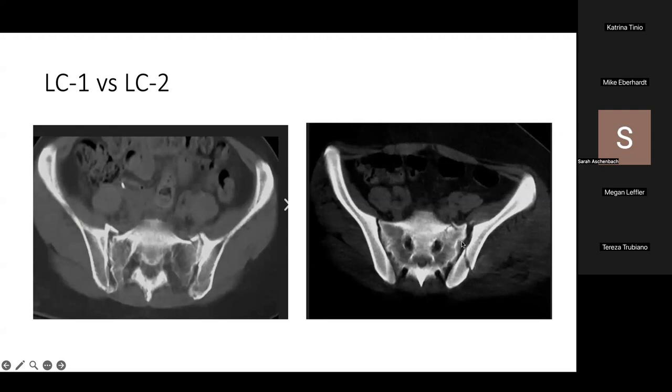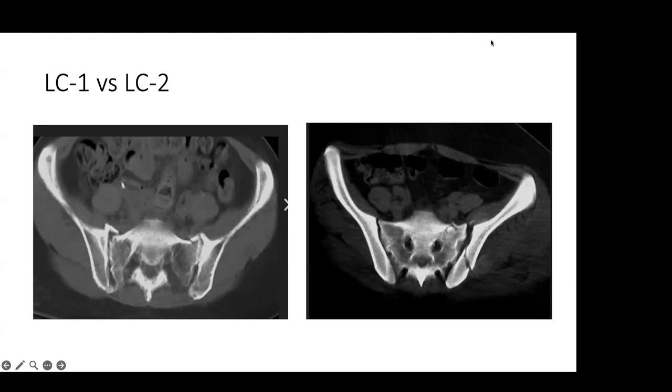Whereas on this side over here, you can see that there's a sacral crunch, and then that energy has exited posterior through the posterior elements. This is a fracture that's not stable. So this part of the hemipelvis is dissociated from this part. There's nothing holding it together.